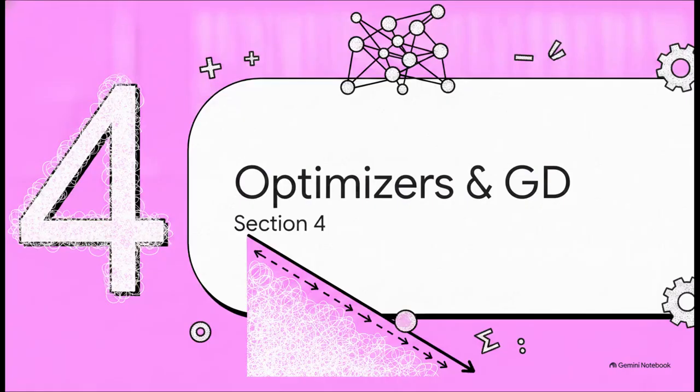All right, leveling up to Section 4, gradient descent and optimizers.